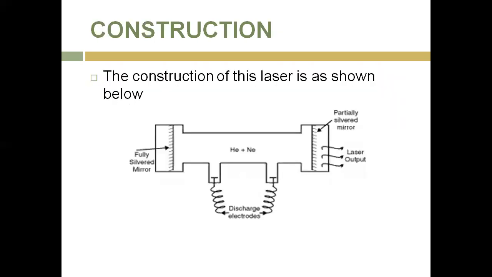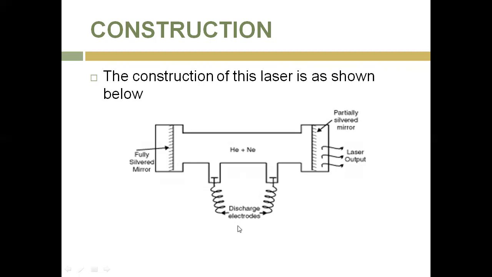Coming to the constructional figure, as I told you, the helium neon mixture is taken in a gaseous discharge tube provided with discharge electrodes. This mixture is taken at a volumetric ratio of 10:1 and at a pressure ratio of 1:0.1 mm of Hg. The end points of this discharge tube are provided with a fully reflecting mirror and a partially reflecting mirror, one placed at the input, that is the fully reflecting mirror, and one placed at the output, that is the partially reflecting mirror, from where we take the laser output.